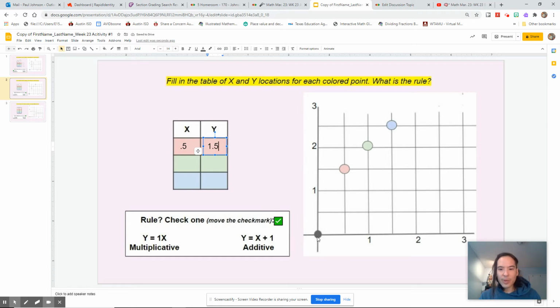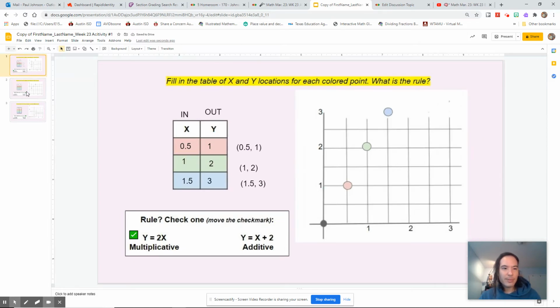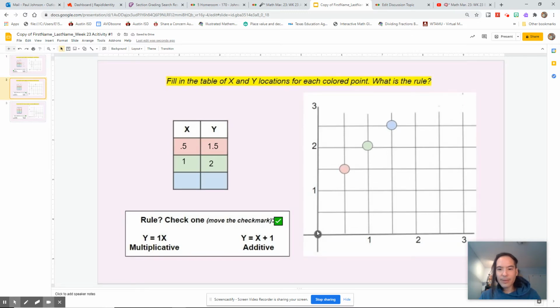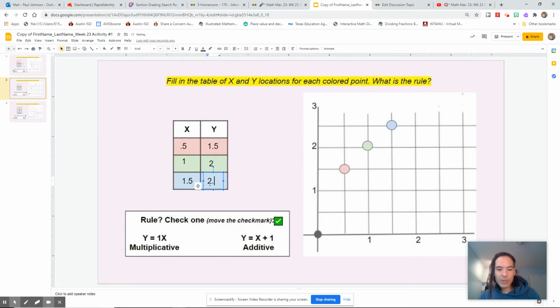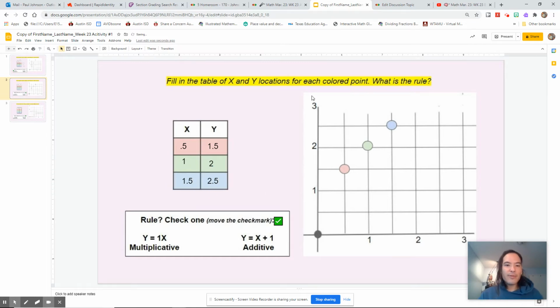All right, the next one, for green, we ran 1. We jumped 2. And then the last one, we ran 1 1/2, and we jumped 2 1/2. So, okay, now we've got to find this rule. Is it multiplying by 1 or is it adding 1?